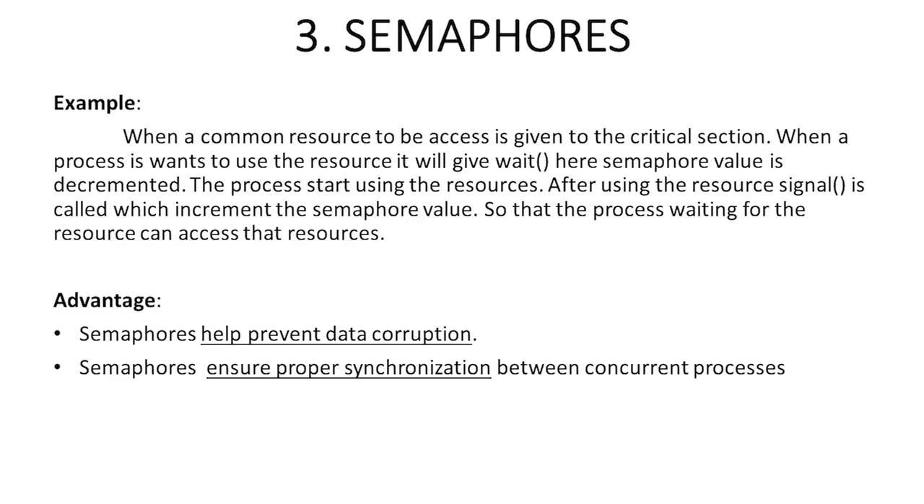Example: the common resource to be accessed is given to the critical section. When a process is waiting to use the resource, it will give wait. That is, the wait function is invoked here. The semaphore value is decremented. The process starts using the resource. After using the resource, the signal function is called, which increments the semaphore value so that the process waiting for the resource can access it.